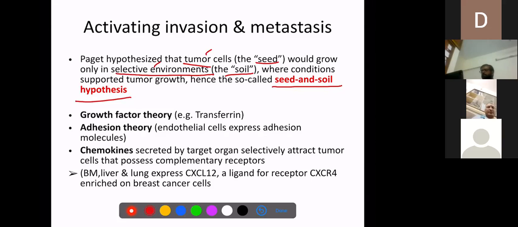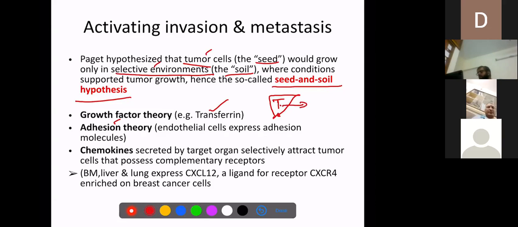So this seed and soil hypothesis is explained by different theories. First one is the growth factor theory. For example, you take liver or brain. If we take transferrin as an example, though it's a carrier protein for iron, it also has some growth factor activity. This transferrin is excessive in liver or brain. I'm just saying an example. Transferrin is excessive in liver.